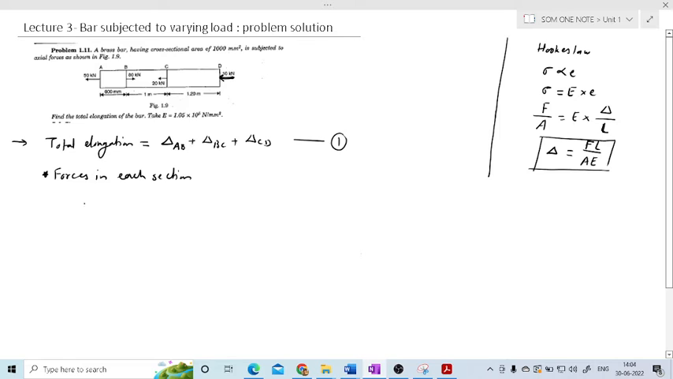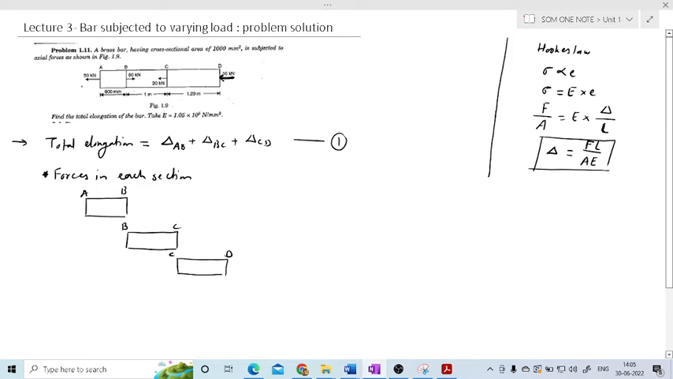Just follow the steps, whatever I am using, you will get the answer. So cut this bar into 3 sections, because they have given the 3 sections. So I have cut this bar into 3. The first one is AB, the second one is BC, and the third one is CD. So I have cut into 3 sections.